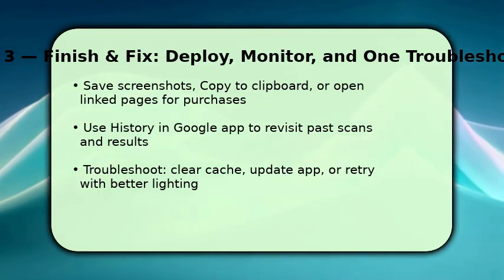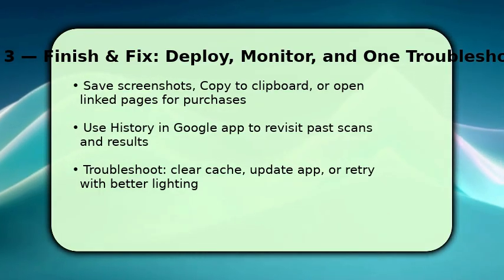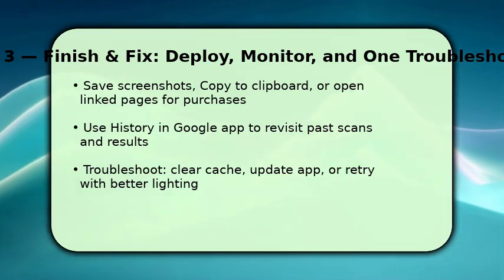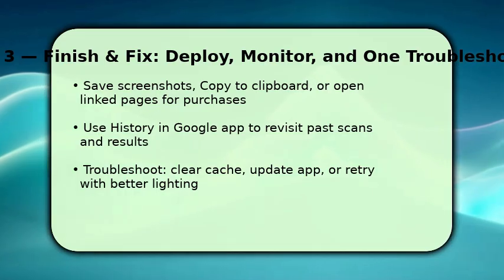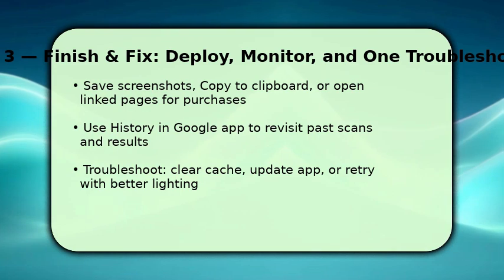If Lens fails, clear the app cache and update Google or camera apps, then retry with steadier framing and brighter light, because most recognition issues come from blur or low illumination. Fix those, and Lens performs much better.